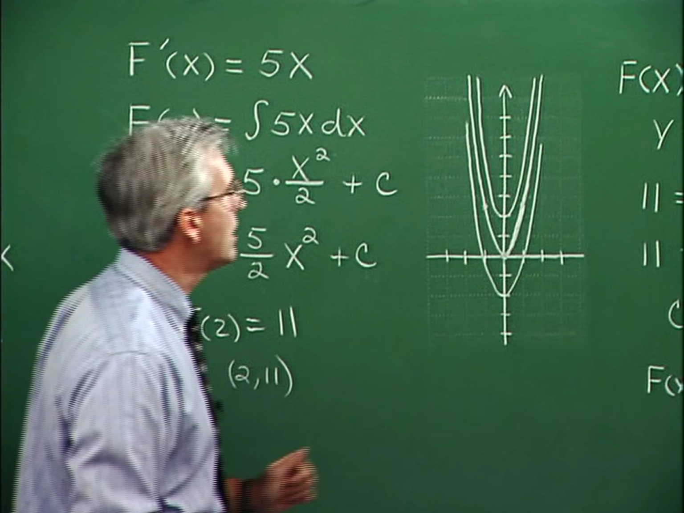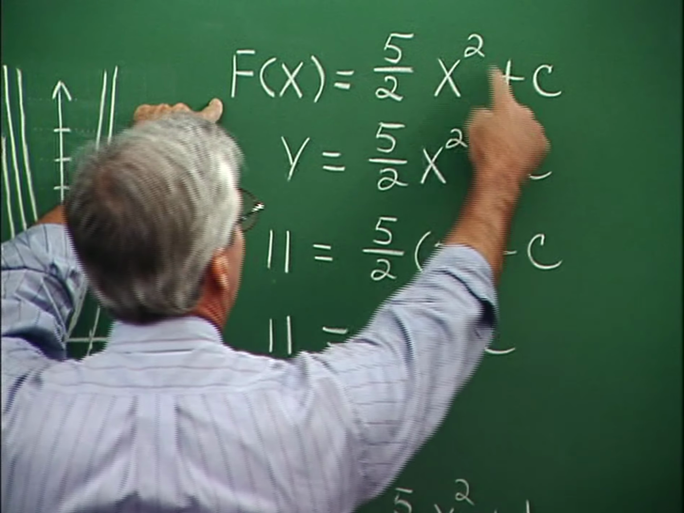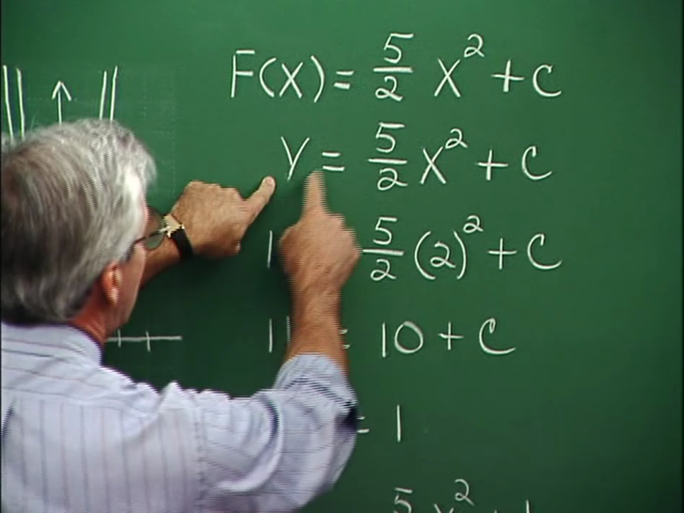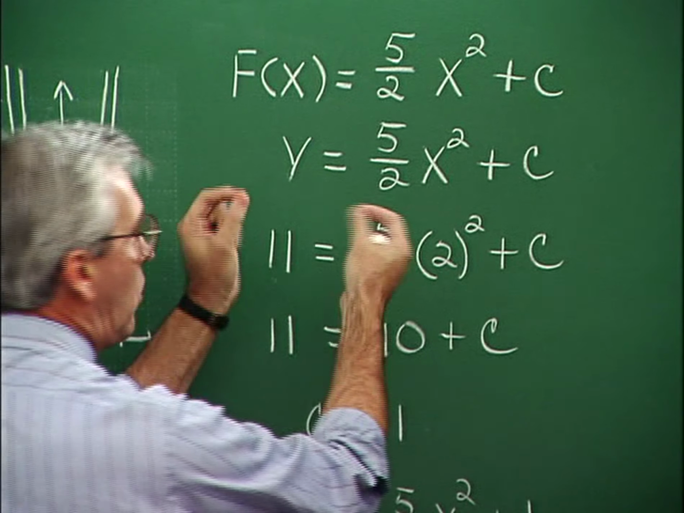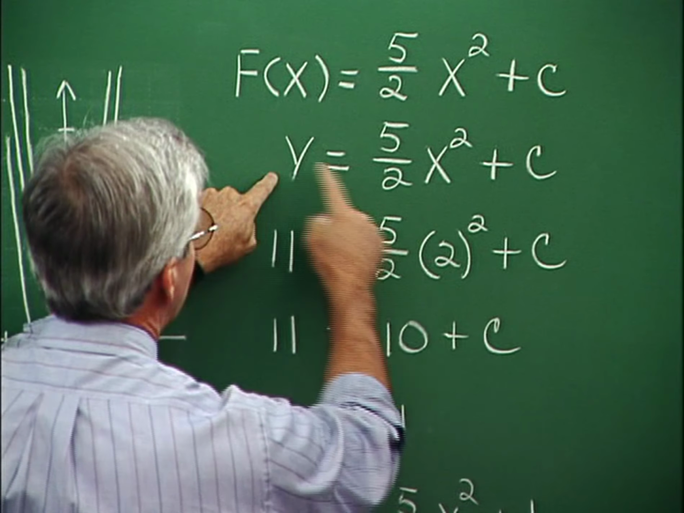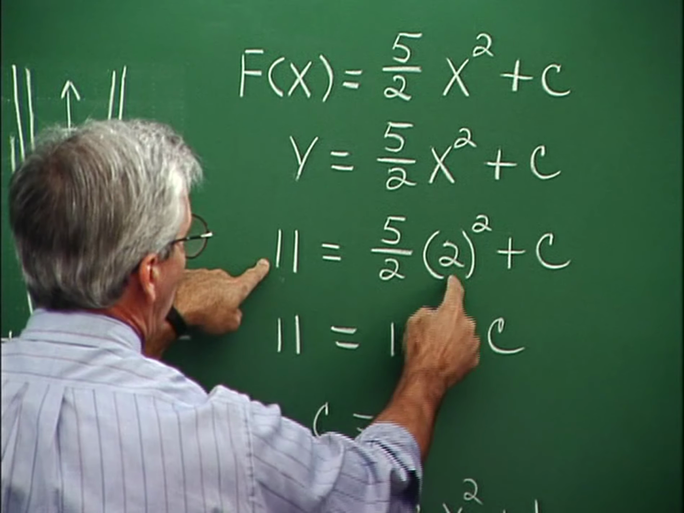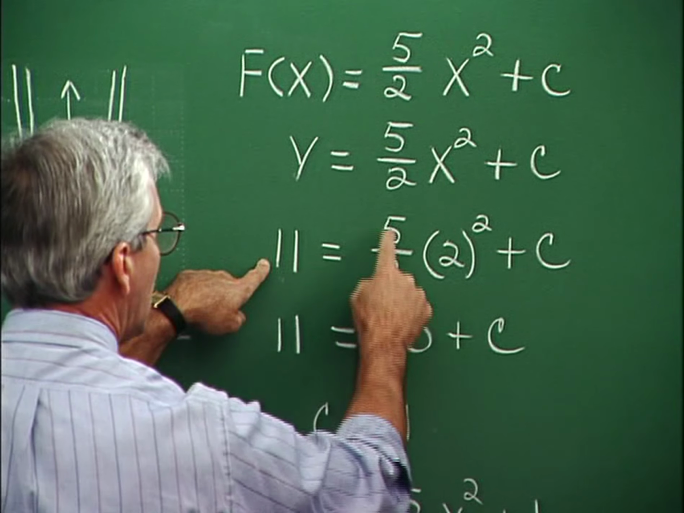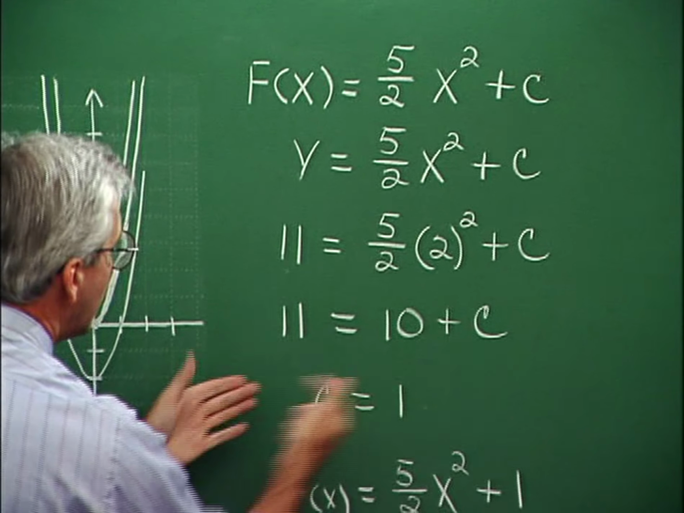And I've done that over here. We start with the basic function f of x is 5/2 x squared plus c. We can think of it as y equals 5/2 x squared plus c. We know that the ordered pair (2, 11) is on the graph, so we replace x with 2, y with 11, and we'll solve it for c. Let's see, 2 squared is 4. We get a nice cancellation with the 2. 5 times the leftover 2 would be 10, so we find c then to be 1.